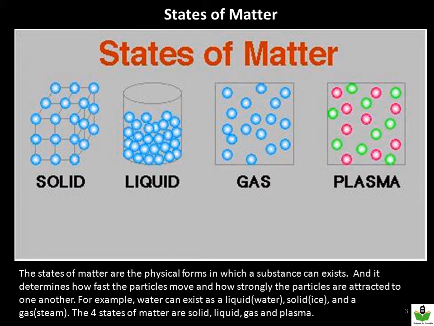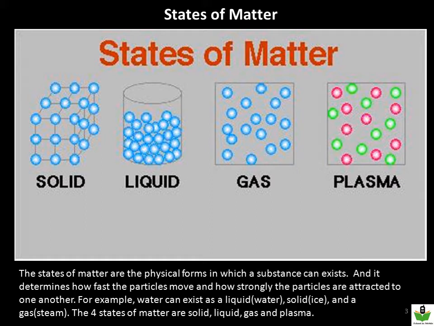The states of matter are the physical forms in which a substance can exist, and it determines how fast the particles move and how strongly the particles are attracted to one another. For example, water can exist as a liquid in the form of water, solid in the form of ice, and a gas in the form of steam.